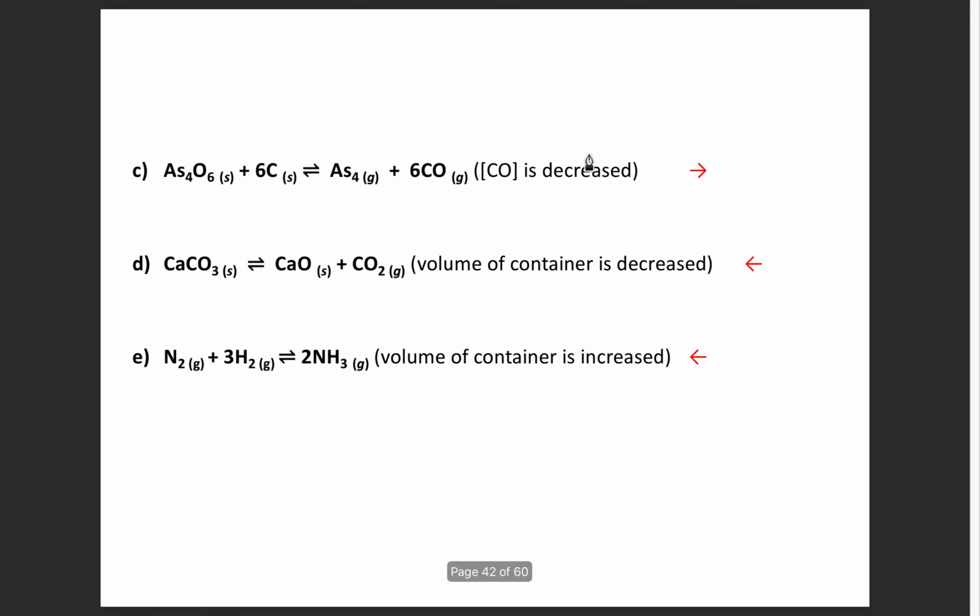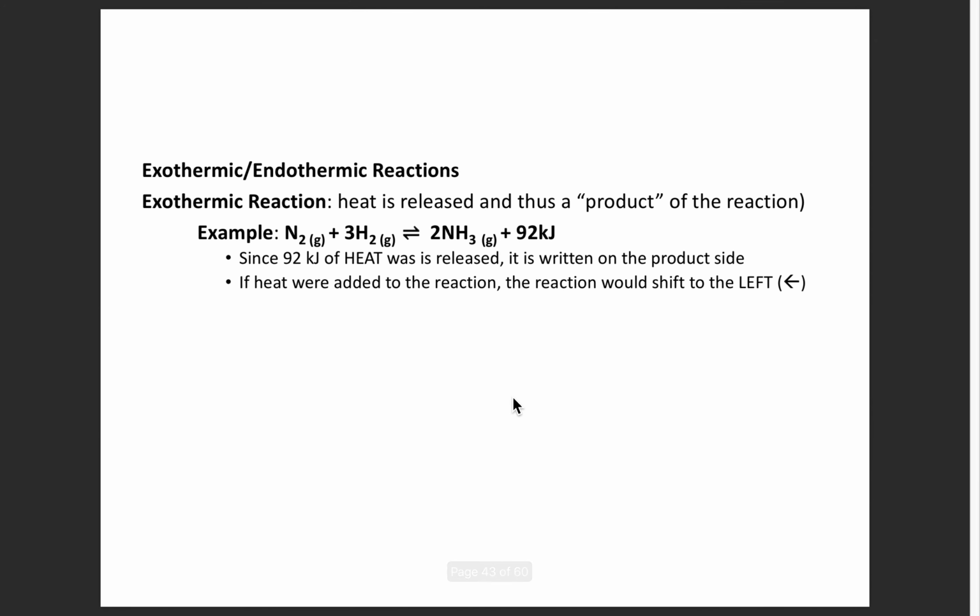Okay, and that's what we have over here. Okay, so let's talk about temperature and how temperature affects the shifting or equilibrium position. Now we have what are called exo and endothermic reactions.